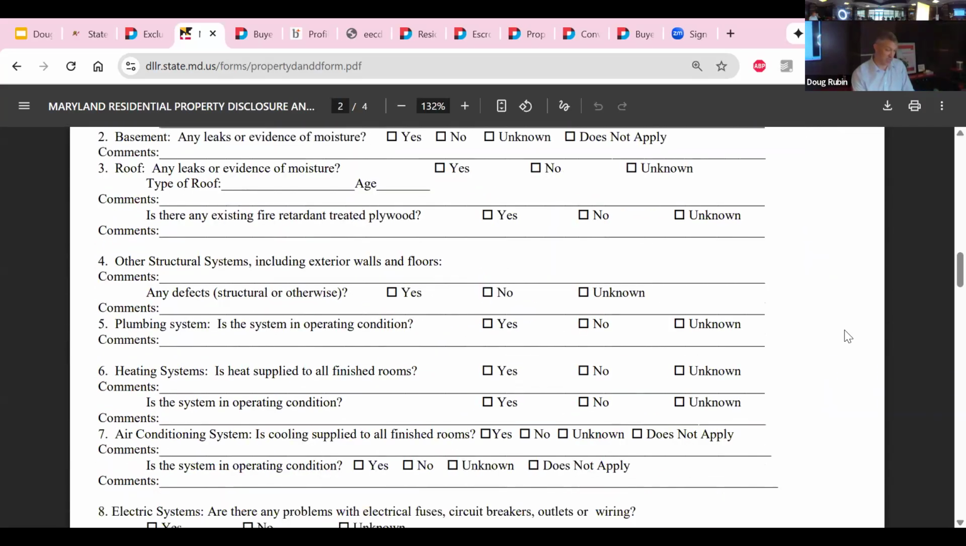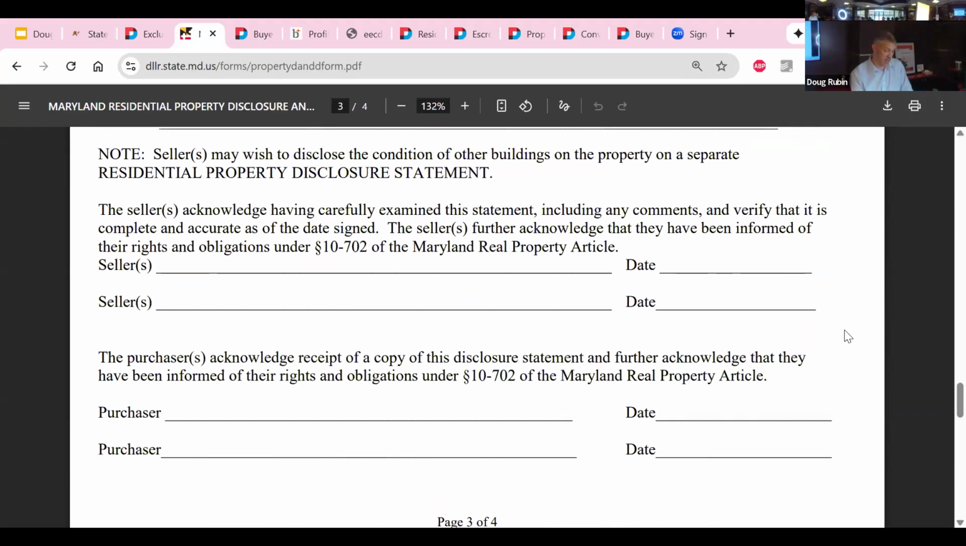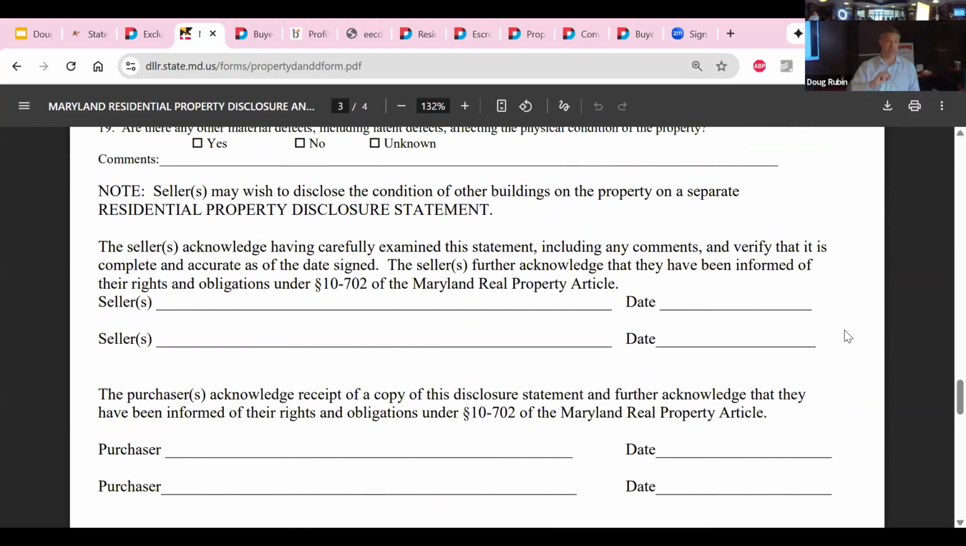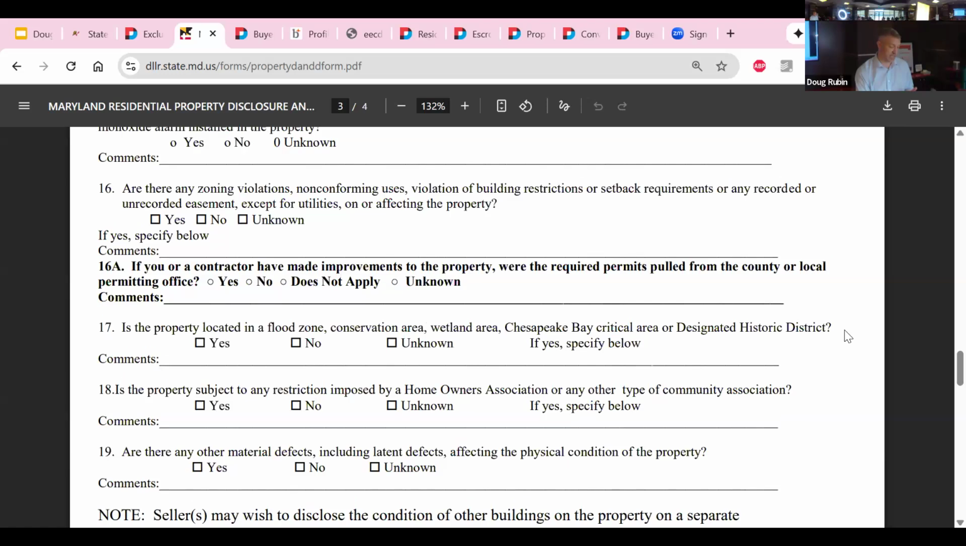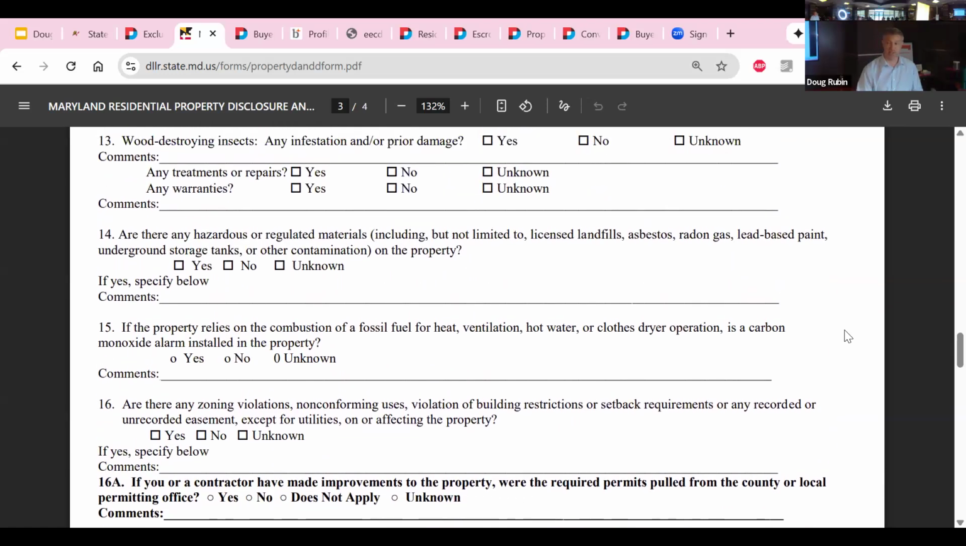Okay, so this is page 1, this is page 2, this is page 3. This goes through, seller, please verify that your plumbing is good, that your HVAC is good, that there's no standing water. Really micro level detail of disclosure. This is going above and beyond, being as transparent as possible and really explaining everything about your home.